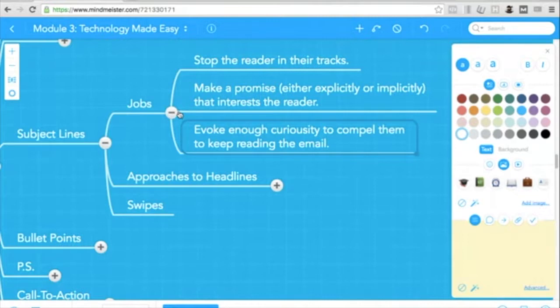The only job of the subject line, hindi mo kailangan ikwento ano yung purpose ng email. The only job of the subject line is to make the person open the email. From there, yun na yung job ng subject line. Don't put too much information kasi yun yung job ng copy ng email mo.